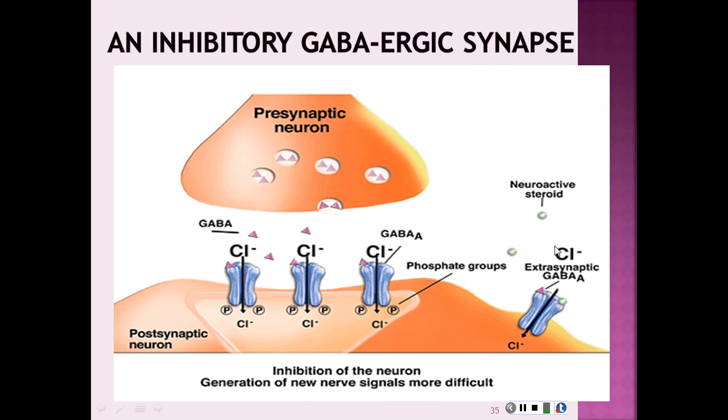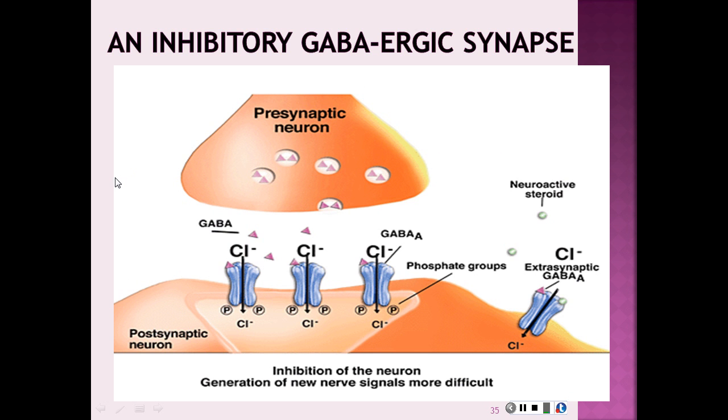Now, the inhibitory GABAergic synapse employs gamma-aminobutyric acid as its neurotransmitter. The release of the GABA by the presynaptic neuron and its binding to the ion gates is a similar mechanism as for the cholinergic synapse that we just previously talked about. It's very similar to it.